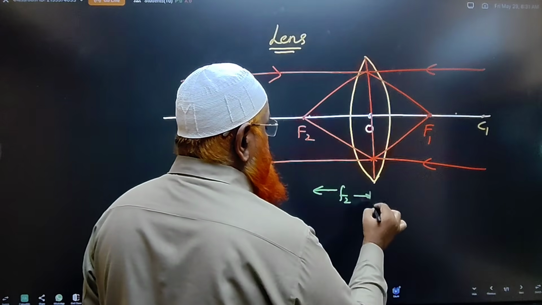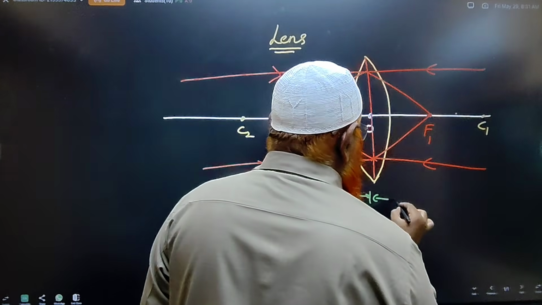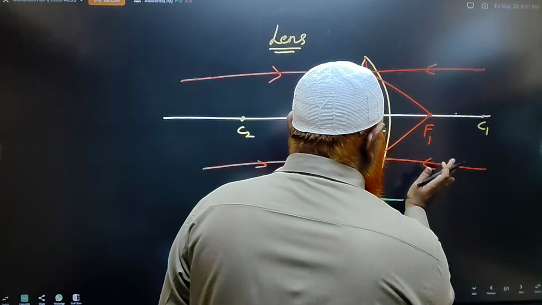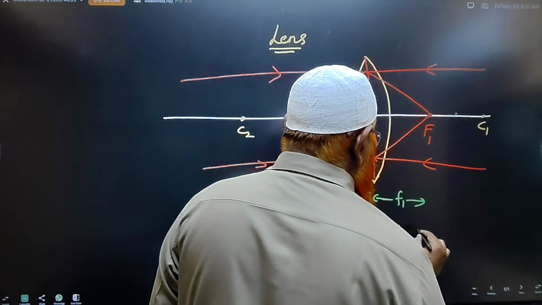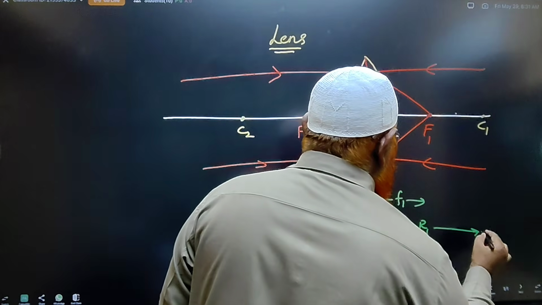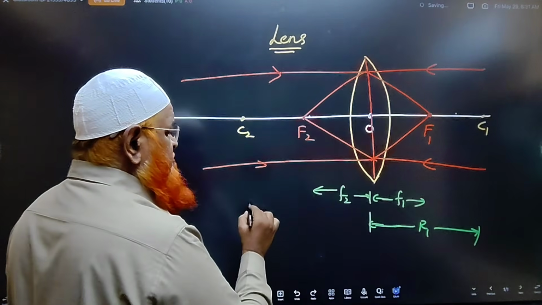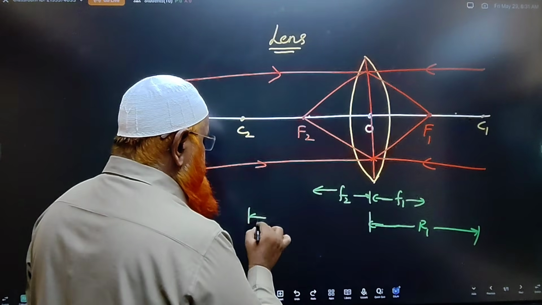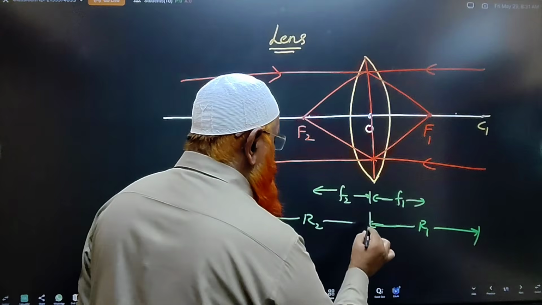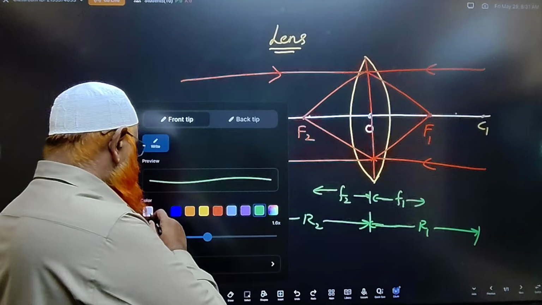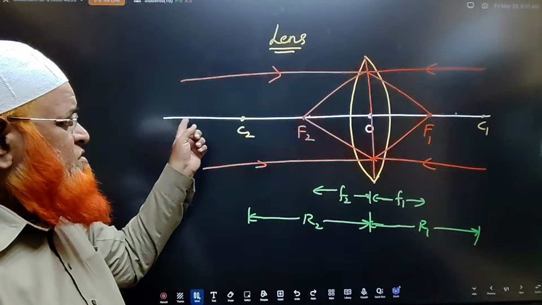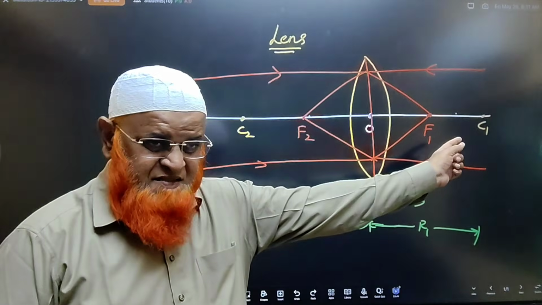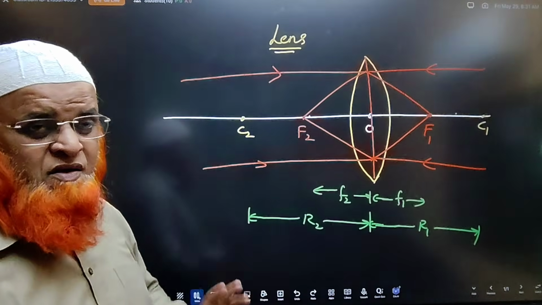Once you write this one, from optic center to this, it is called as focal length F2. From optic center to the other side, this is called as focal length F1. From optic center to the center of curvature, it is called as radius of curvature R1. From this center of curvature to the optic center, this is called as radius of curvature R2. Understood? So this is going to be the total construction of a lens. This is called as principal axis, which is always passing through the center of the lens.